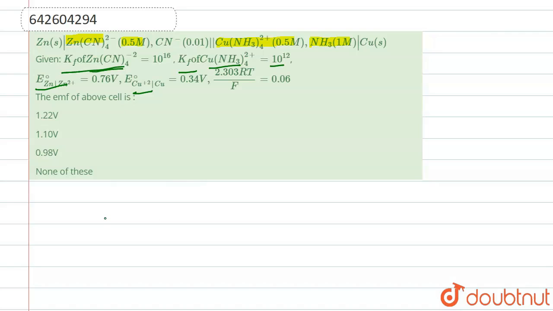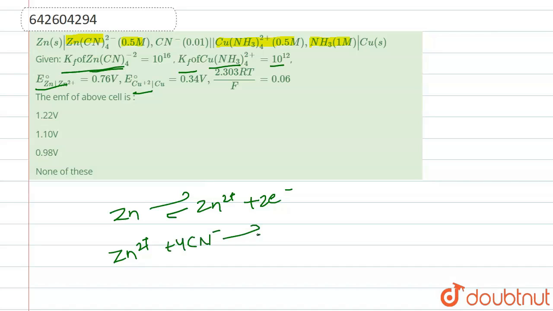Let us write our reaction first. Zn is oxidized to Zn2+ with 2 electrons. Now Zn2+ gets 4CN minus and makes a complex, Zn(CN)4 2 minus. So this complex is formed by this process, as the formation constant of the complex is given right here.